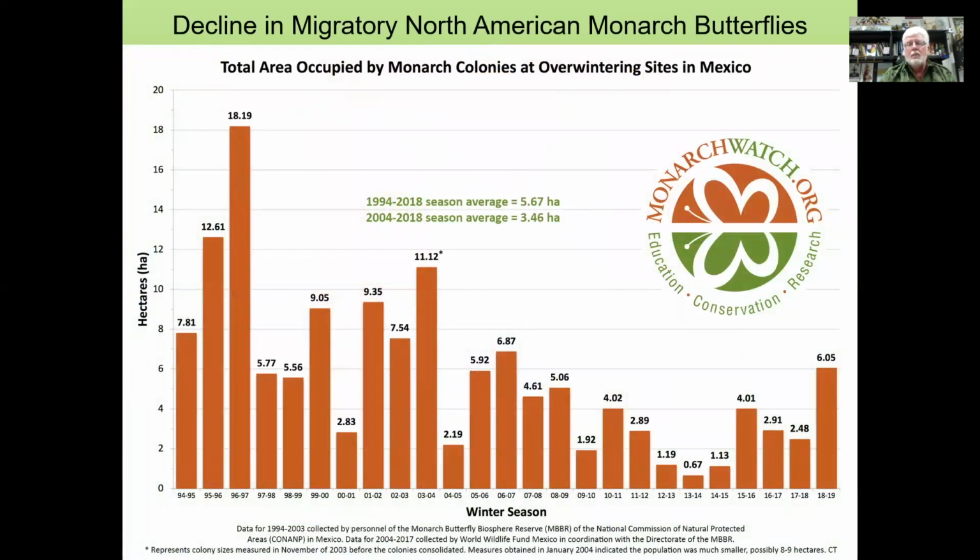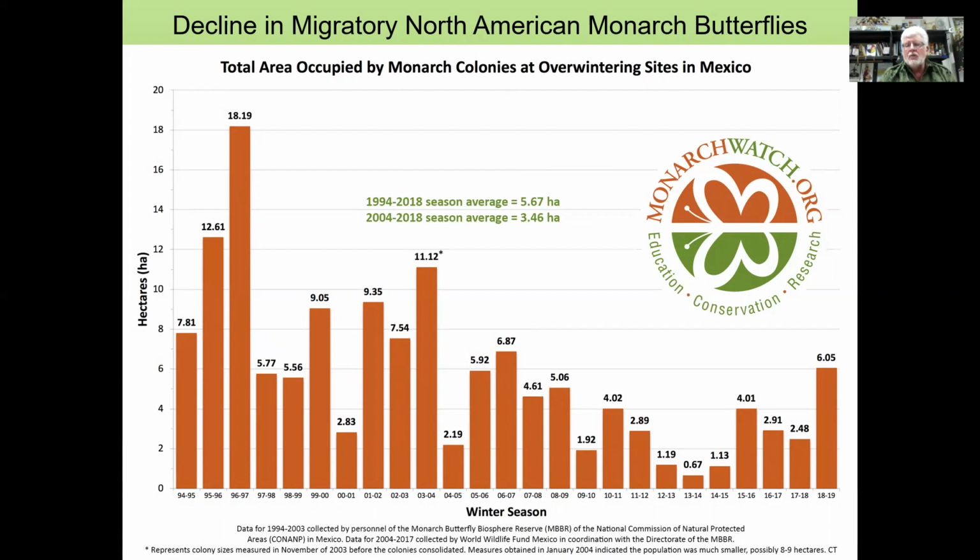But I do want to finish up on one positive note. As you can see, there has been a general decline in monarch populations, particularly since its peak in '96, '97. There's always been a little bit of fluctuation. We saw the lowest point in the winter of 2013 and 2014, and then a little bit of an uptick. But this last winter of 18-19, we actually had an overwintering population covering over 6 hectares within Mexico.